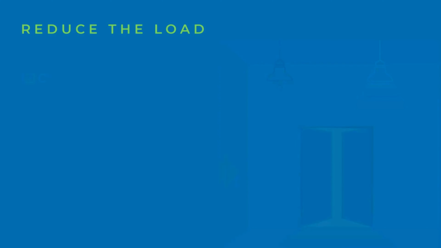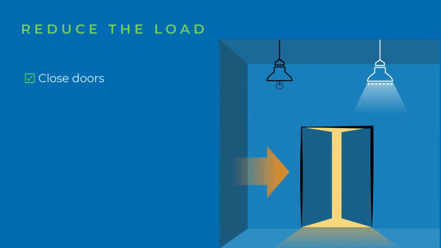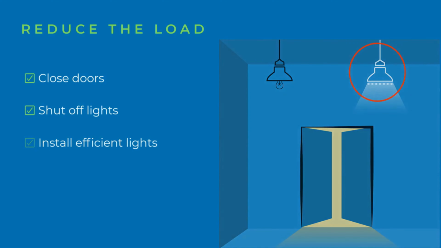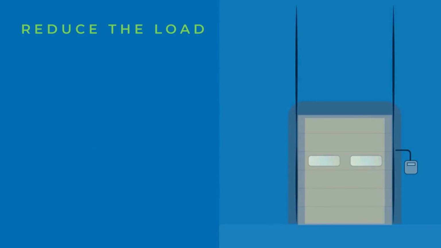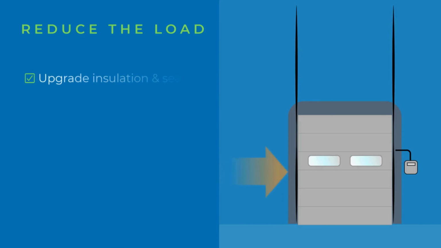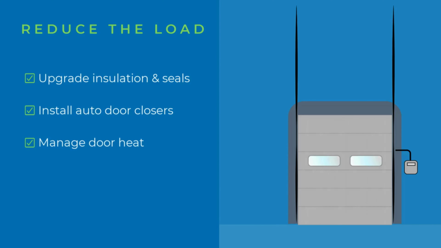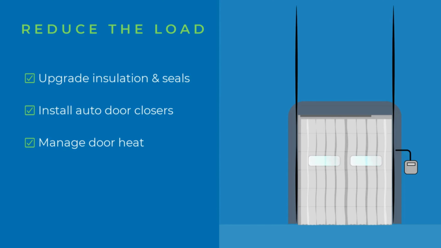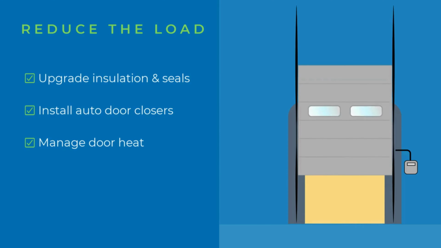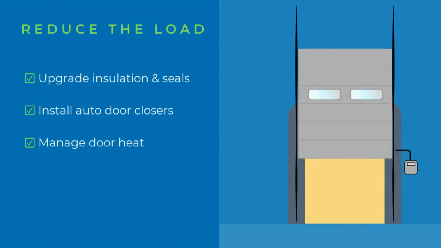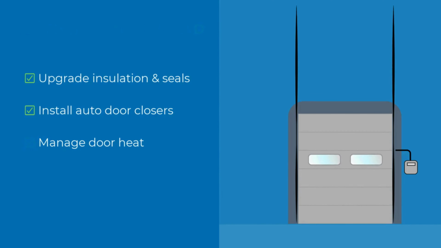Reducing the load involves things like keeping doors closed, shutting lights off when unoccupied, and installing more efficient lights that put off less heat. Additionally, it helps to maintain or upgrade insulation and door seals, install auto door closures where necessary, and manage door heat. Manual doors or strip curtains can be upgraded to automatic high-speed doors that open and shut quickly to keep the cold where you want it.